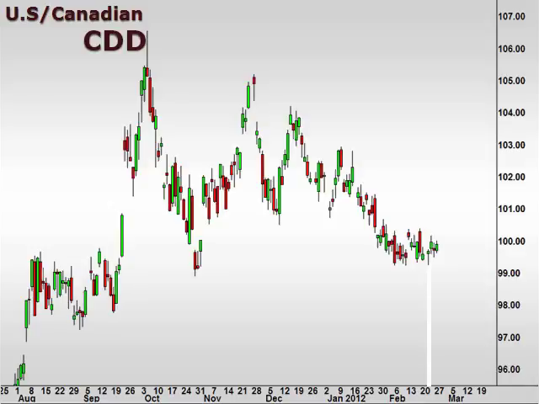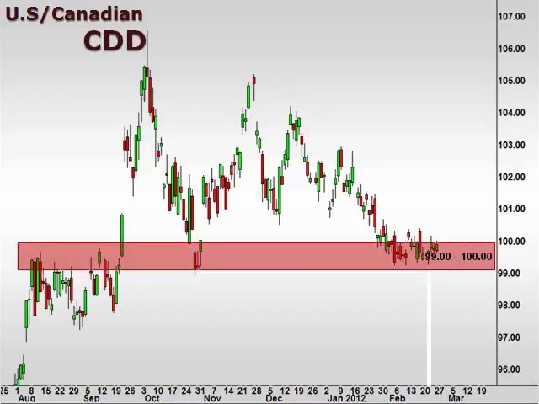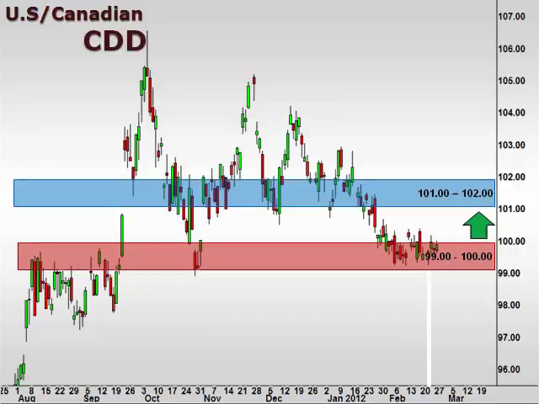Next up, the CDD, the US versus the Canadian dollar. Well, the CDD continues to trend down. However, the pair continues to hover within this 99-100 focal zone. A break above 100 opens the window towards a test of 102. A break below 100 opens the window for a continuation lower.